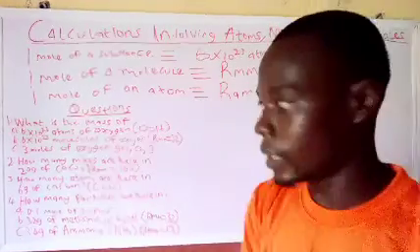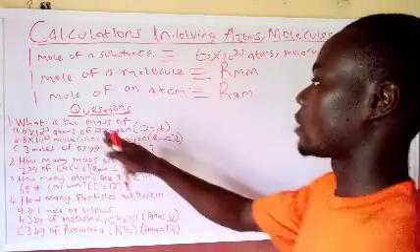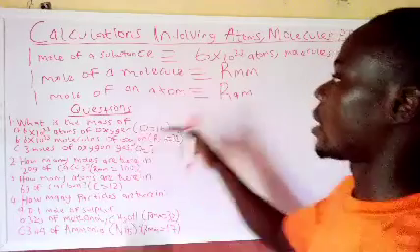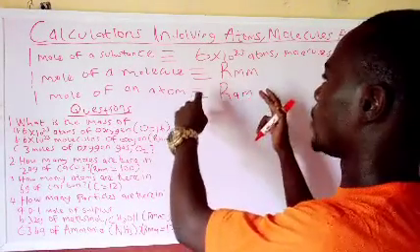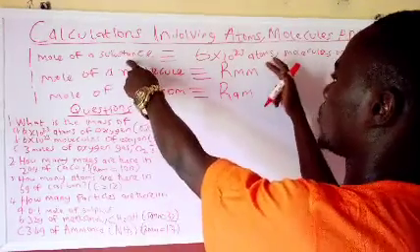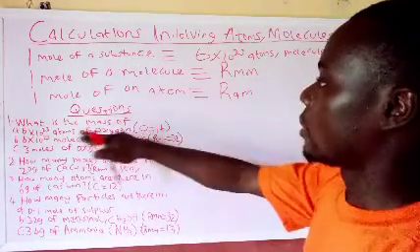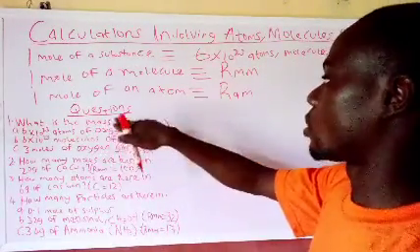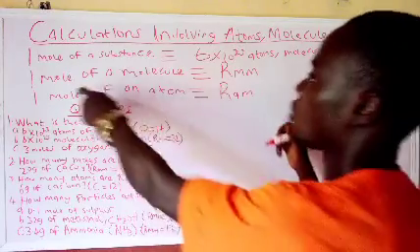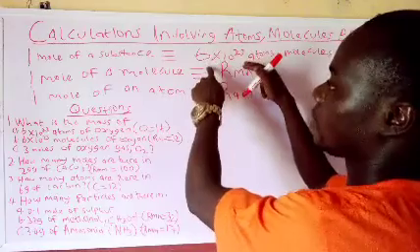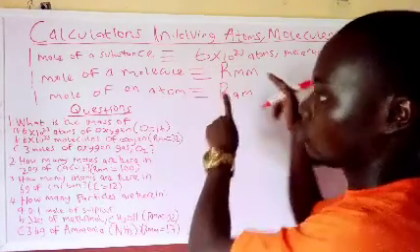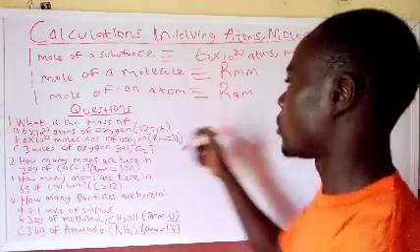Now the first question says, what is the mass of 6 times 10 raised to the power 23 atoms of oxygen? Now I'm dealing with atoms, so I need the relationship related to atoms. 1 mole of this is equivalent to the relative atomic mass. 1 mole of this is equivalent to 6 times 10 raised to the power 23 atoms. I just related them together. That's all. So now what do I do?